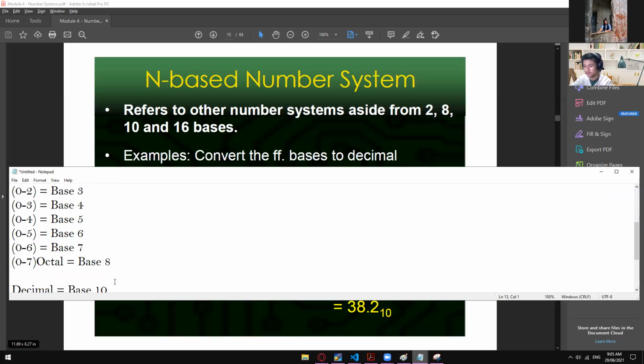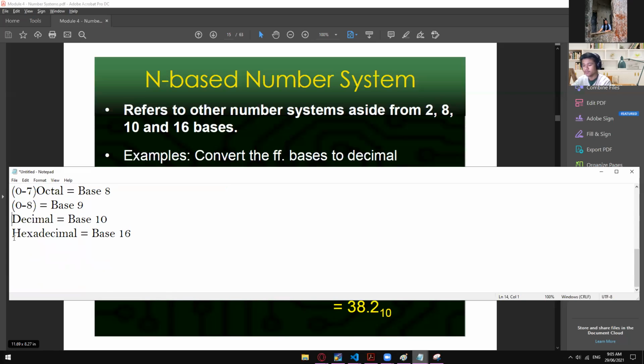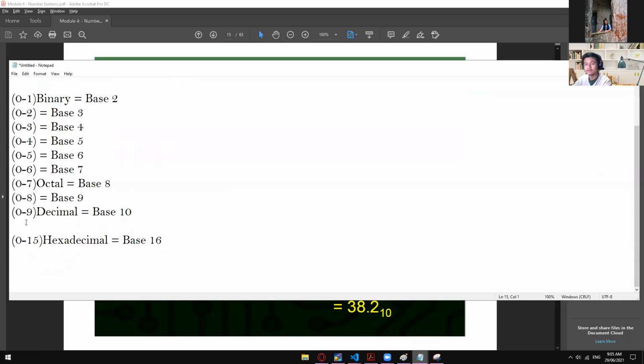If you have 0 to 8, sorry for that, this one now is called base 9. And then for the decimal, of course, this one is 0 to 9. And then for the hexadecimal, this one is of course 0 to 15. Base 11 is 0 to 10. And then 0 to 11 is base 12, and so on and so forth.